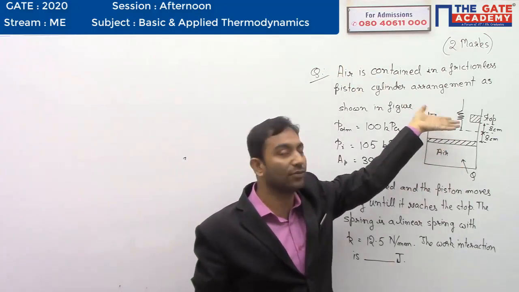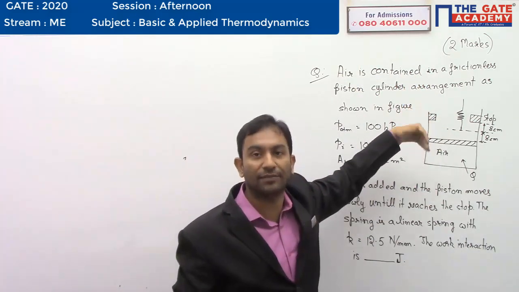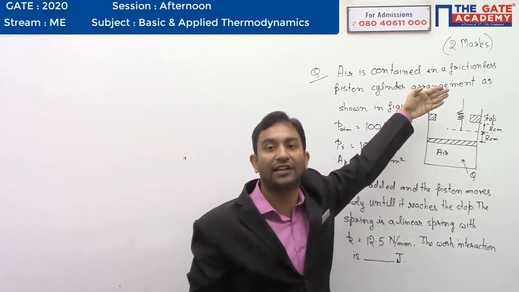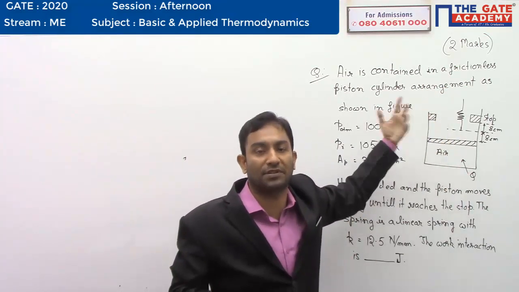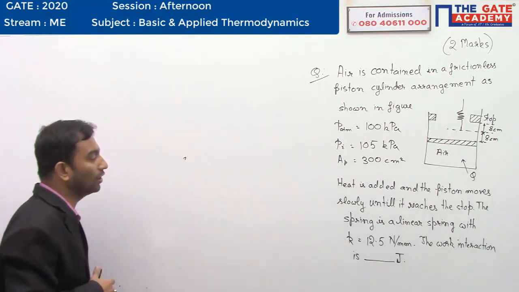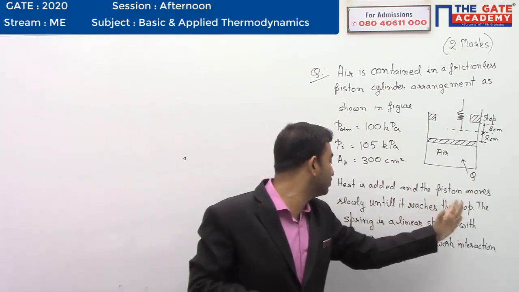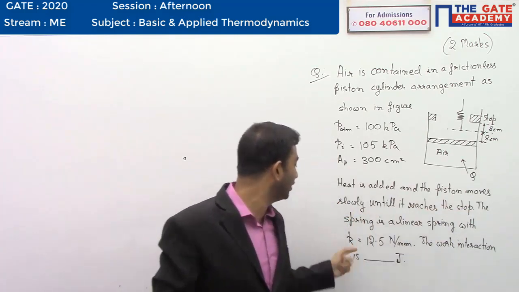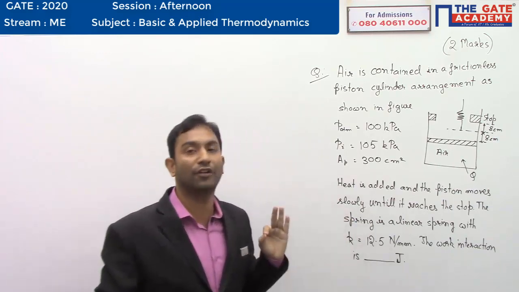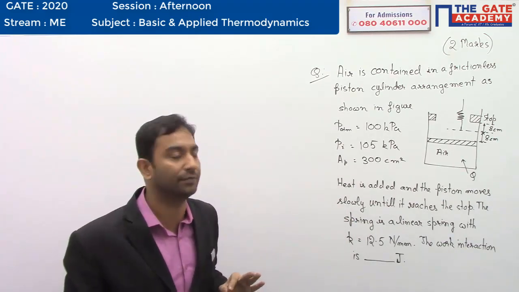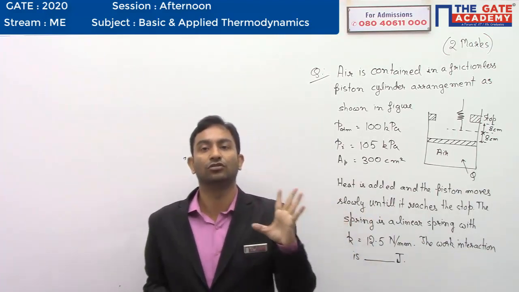Very good. And as it will start moving upwards, what will it do? Up till 8 centimeter, it will move freely. Then the spring will start exerting some additional pressure on the piston. Very good. Now let us see what they are asking us. The spring is a linear spring with a spring constant K equal to 12.5 Newton per millimeter. Very good. The work interaction is dash joule.